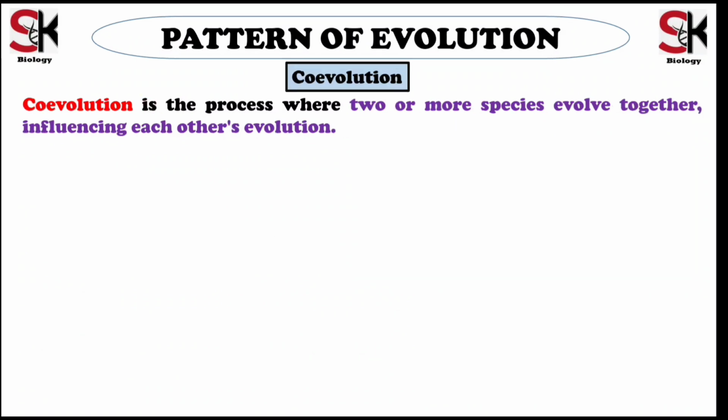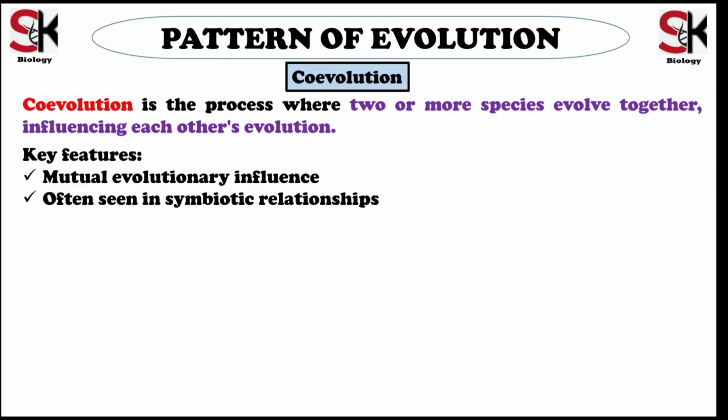Now, let us understand the third pattern of evolution called coevolution. This occurs when two or more species evolve together and influence each other's evolution. The key points of coevolution are mutual evolutionary influence, and it is often seen in symbiotic relationships.